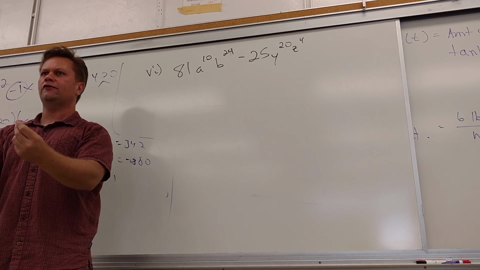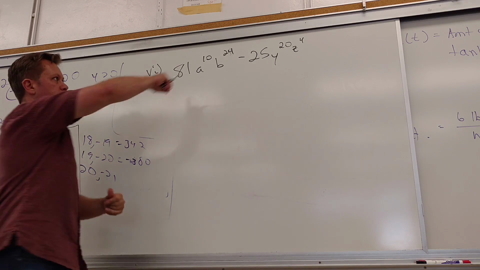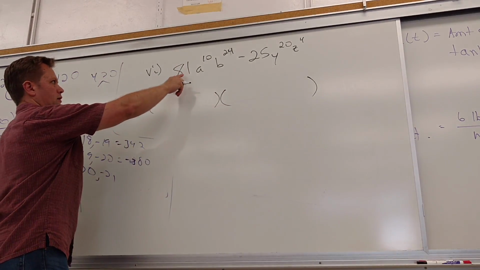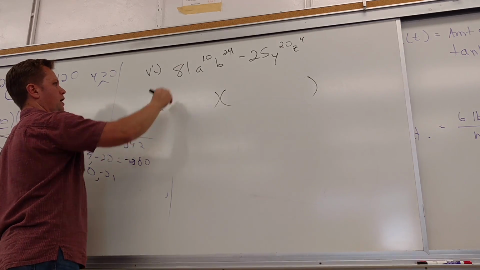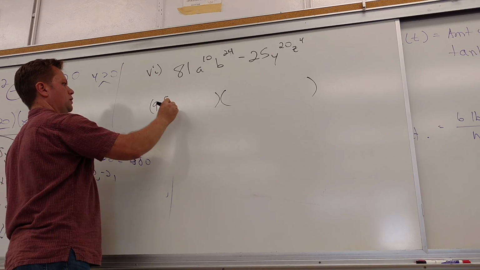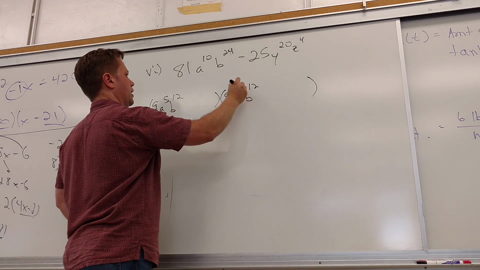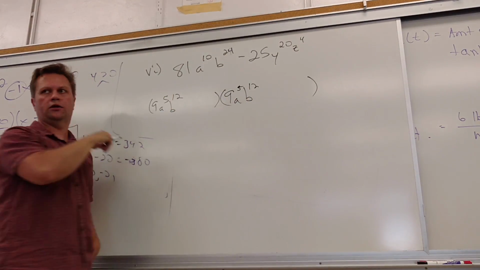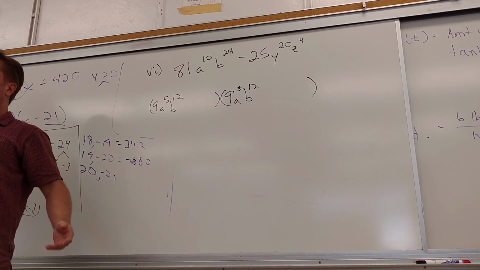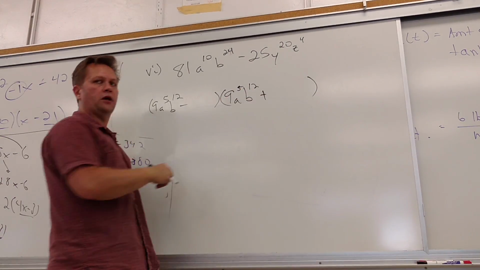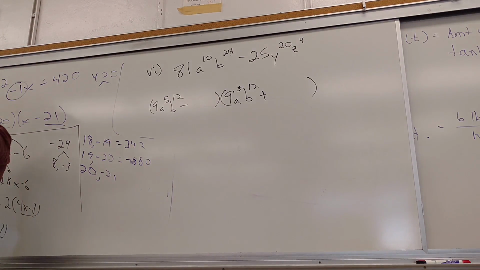So it's all about identifying the form it's in. So it is a square, so I can put myself some room. 9a to the 5th, b to the 12. So you get the same thing there. Half and half makes a whole one. Neat. Minus plus, or plus minus, who cares? It's multiplication, it doesn't care what order it's in.